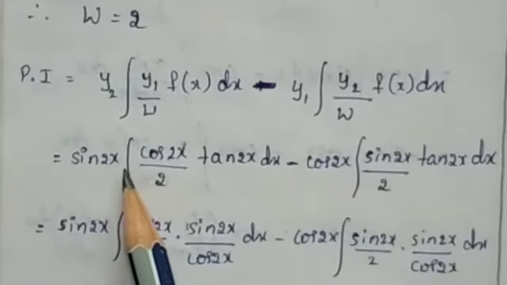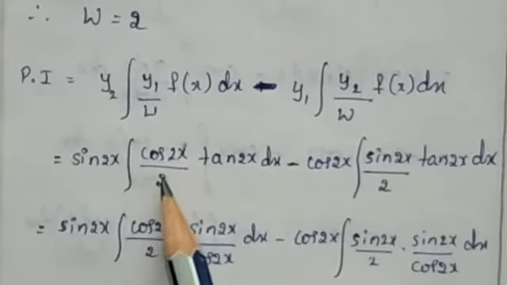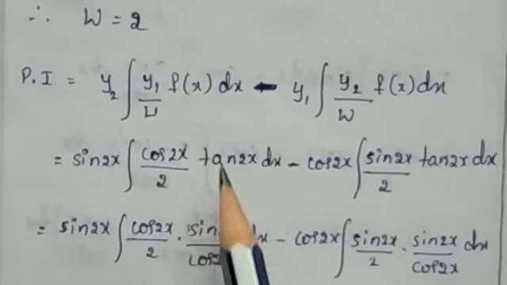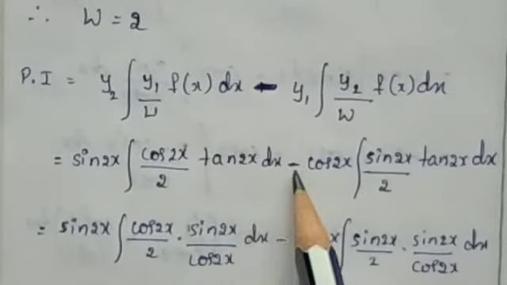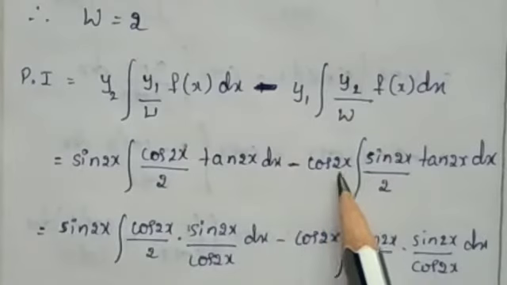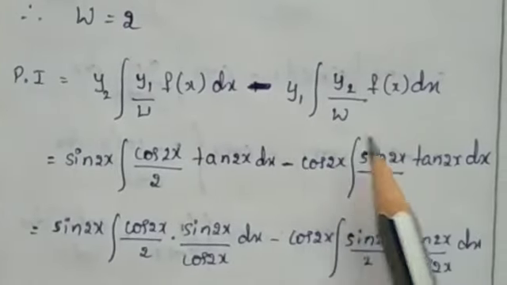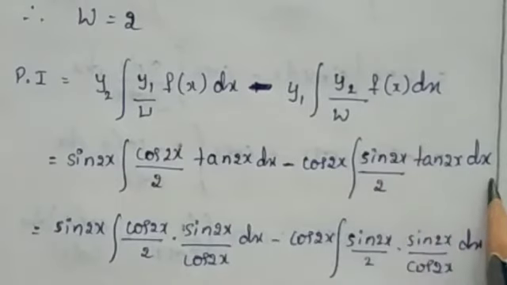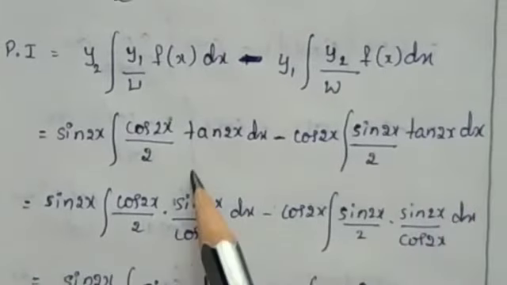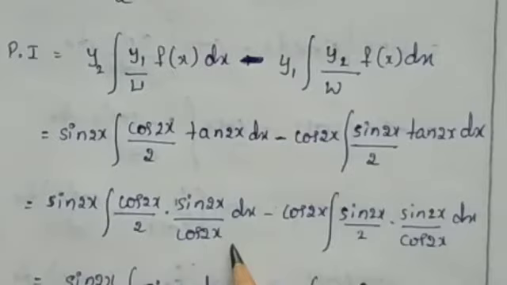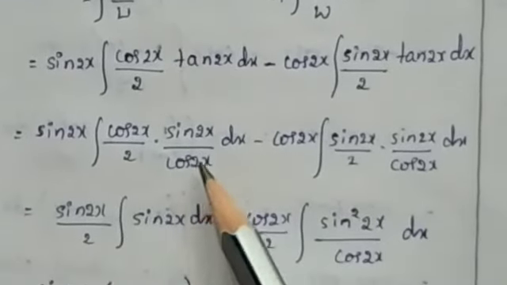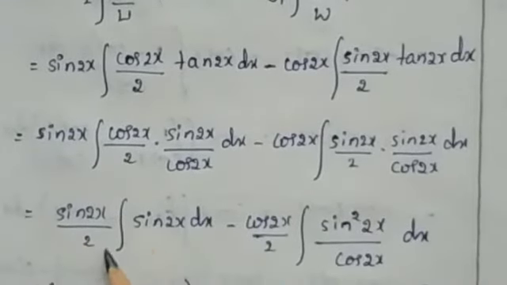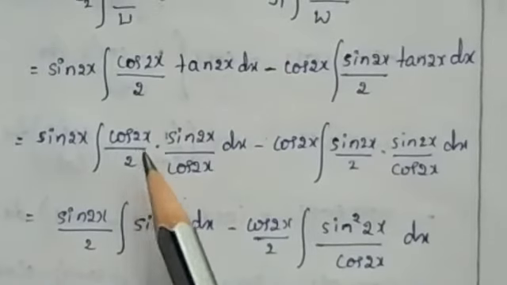y2 is sin 2x, integration of y1 is cos 2x, w is 2, f of x is tan 2x dx, minus y1 is cos 2x, integration of y2 is sin 2x by w is 2 into f of x is tan 2x dx. Tan 2x is sin 2x by cos 2x. So then you get sin 2x by 2 integration of cos 2x gets cancelled.